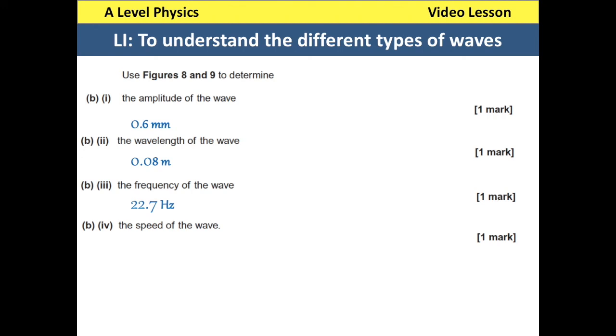And then finally, we wanted to work out the speed of the wave. We don't need to look back at the graphs now. We know that wave speed is frequency multiplied by wavelength, so 22.7 times 0.08 would give us an answer of 1.8 meters per second. Hopefully you've done well on those exam questions, and I will see you in the next video.